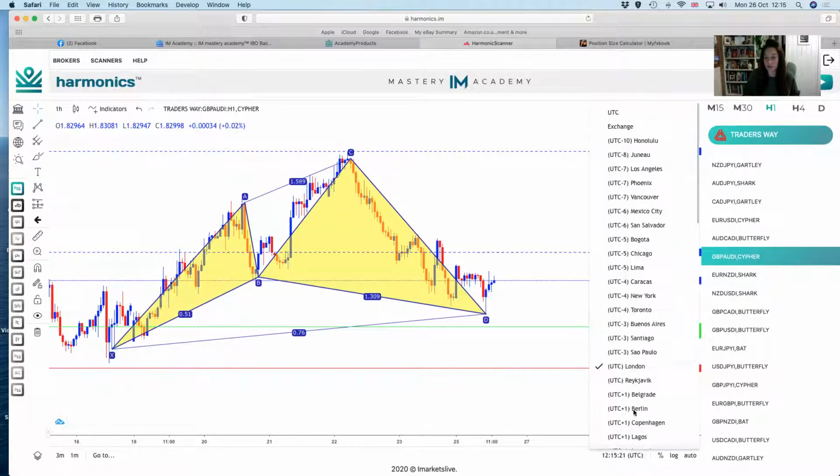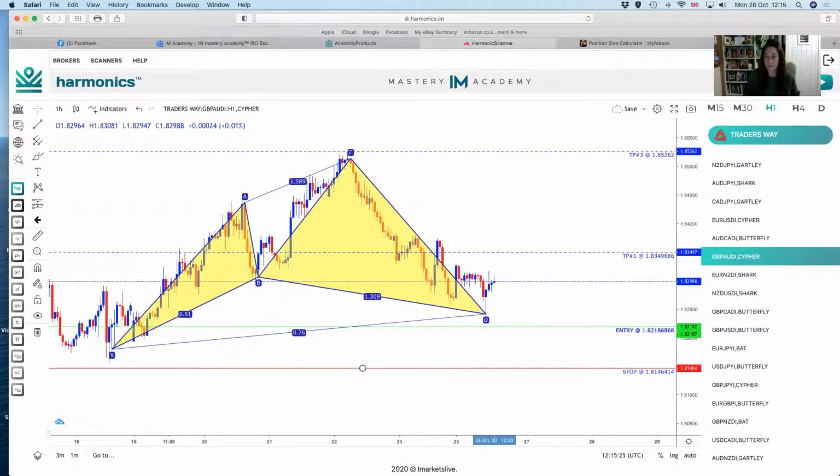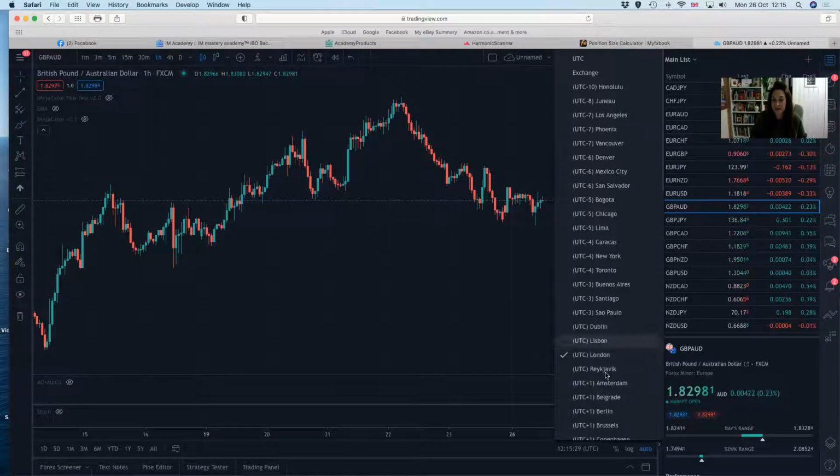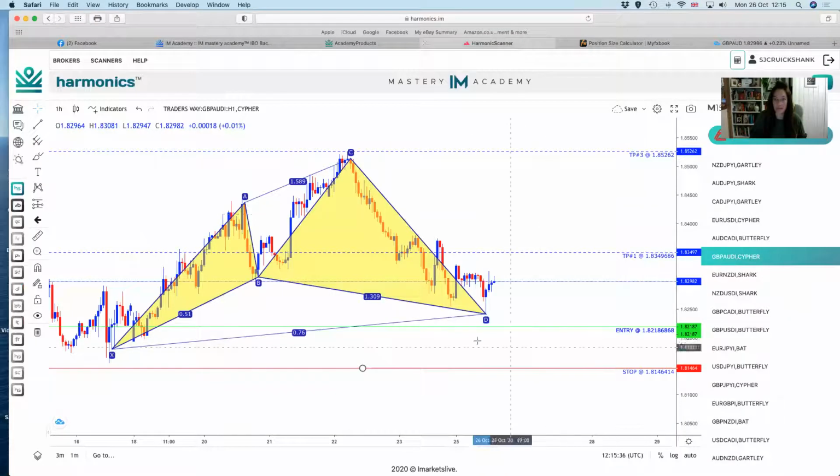Firstly, make sure that your time zone, so I'm on London, matches up with your TradingView. Make sure you're on the same time zone. I'm in London on this one as well. London, tick. Good. Right, harmonic scanner.